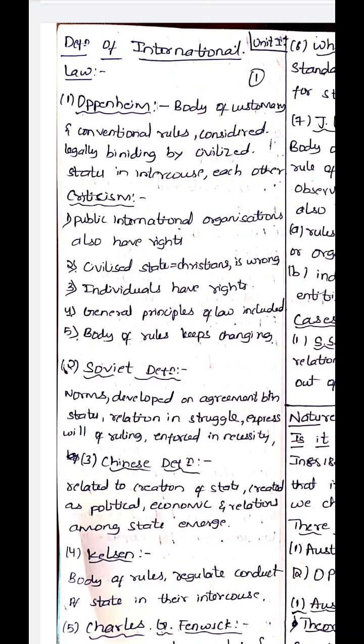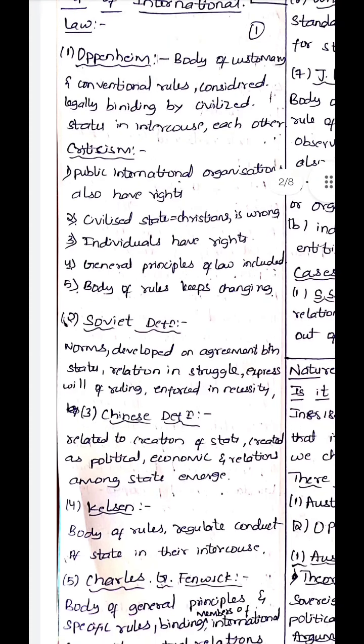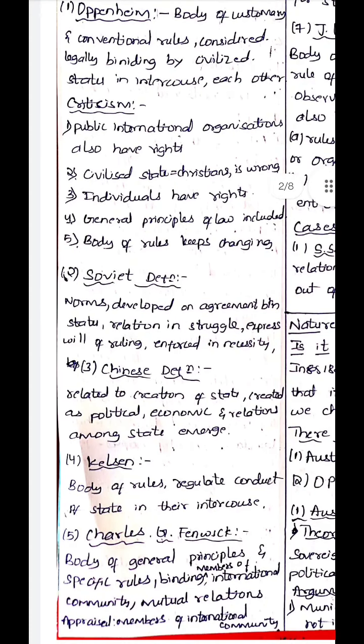Oppenheim. What Oppenheim says is that international law is a body of rules which is only applicable to civilized states. So Oppenheim clearly states that it is only applicable to civilized states. It is not applicable to anyone else. The criticism of his definition is that public international law is also applicable to international organizations, and individuals also have rights in international law. So saying that it only applies to civilized states is wrong.